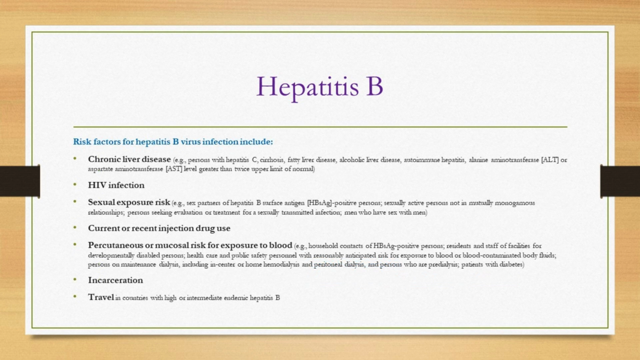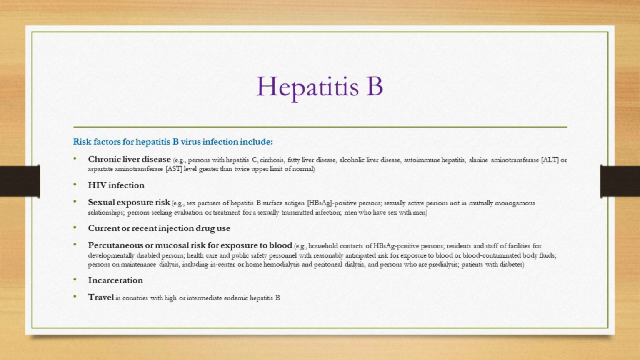We have talked about giving the vaccine to those persons who are at increased risk of hepatitis B virus infection at age 60 years or older. Those risk factors include chronic liver disease of any etiology, that may be hepatitis infection or cirrhosis, fatty liver disease, alcoholic liver disease and so forth.